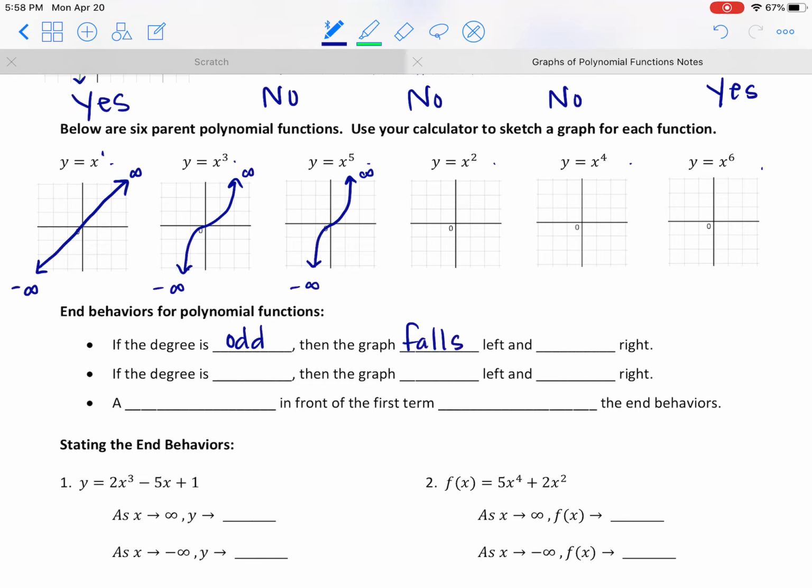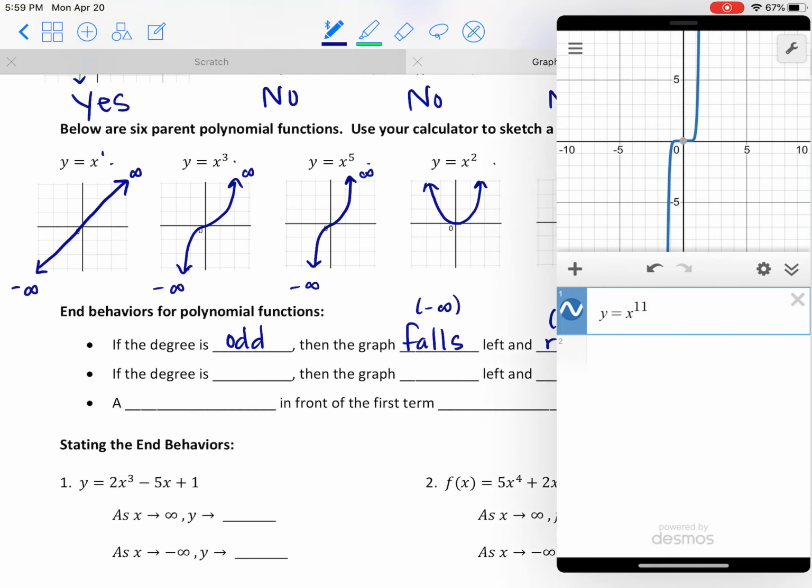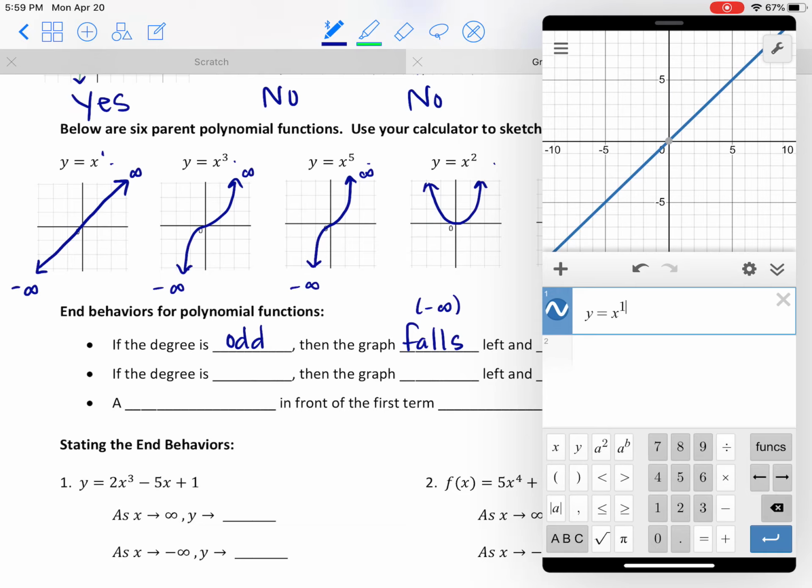So if the degree is odd, then the graph falls as we go to the left. It means it's going toward negative infinity. And it rises as we go to the right, which means it's going toward positive infinity. Okay? Now what about if the degree is even?